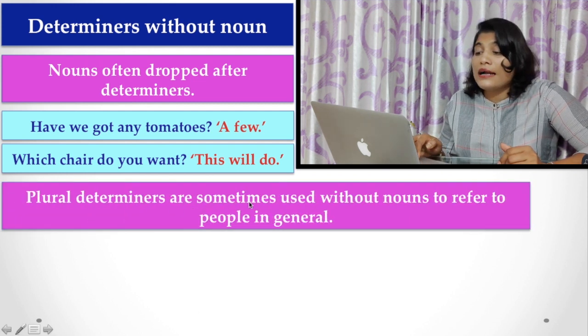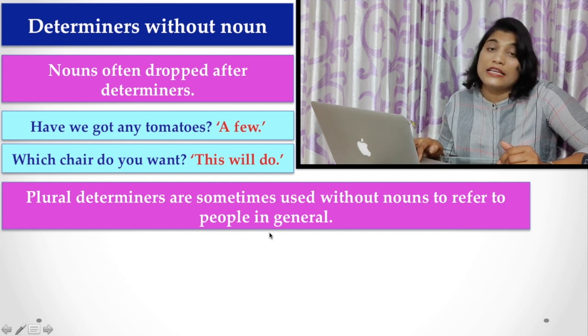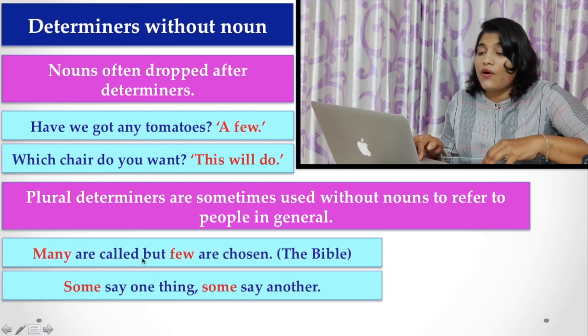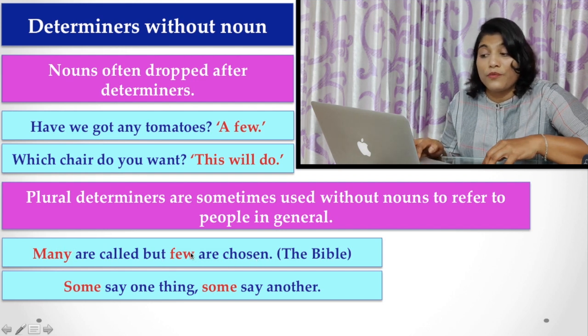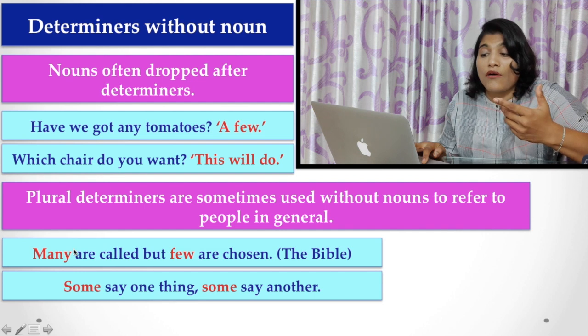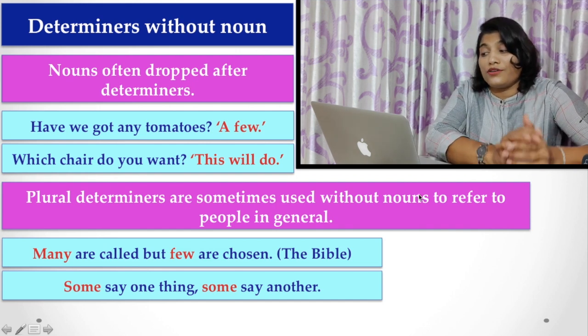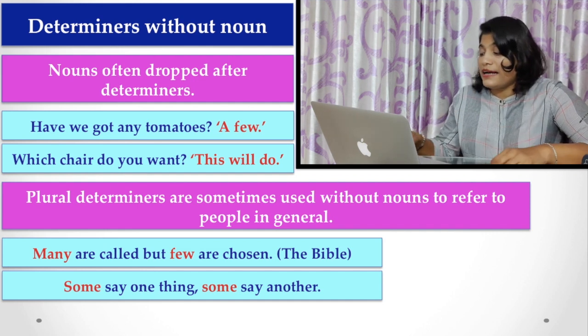Plural determiners are sometimes used without a noun to refer to people in general. Let's see the example now. Many are called but few are chosen. Here you find many and few refer to people in general. So in the case of plural determiners, no noun is used. Here is another example: some say one thing, some say another thing. Here also the plural determiners are used without a noun to refer to people in general. So these are the examples.